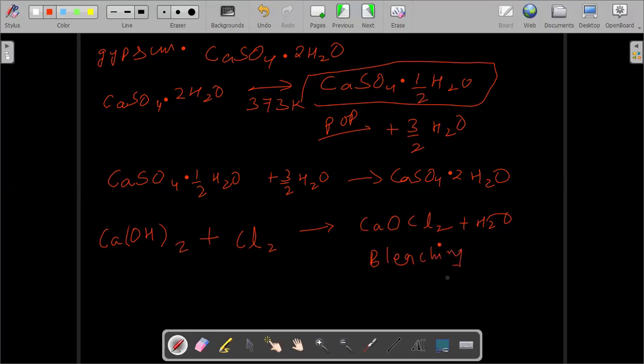Yes, sir. Where do we use this? It can be used as a bleach in laundry. Bleach means it is used to remove colors, as it provides nascent oxygen. It is also used in the paper industry for bleaching purposes. Also, it is used as a disinfectant for disinfecting water, due to its disinfecting properties. So these are the different uses of bleaching powder. Very good, Sumukh. Just go through all these. They are very important points.